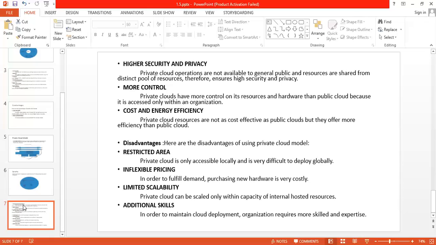Next is additional skills. In order to maintain a cloud deployment, the organization requires more skill and expertise. So if any problem comes up with any resource or any application, then it requires additional skills, more skilled and expert people to overcome those problems. And for that also, one has to pay money, and to maintain the system, to maintain the private cloud also, one has to pay money.